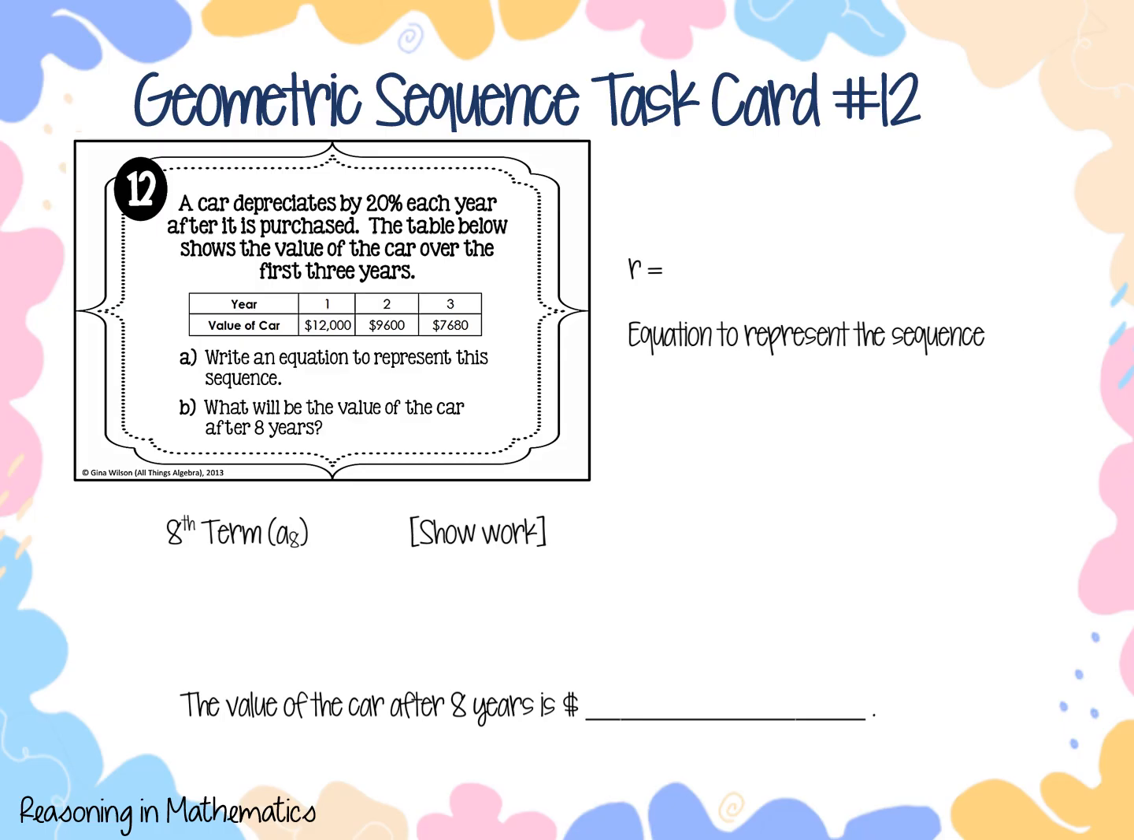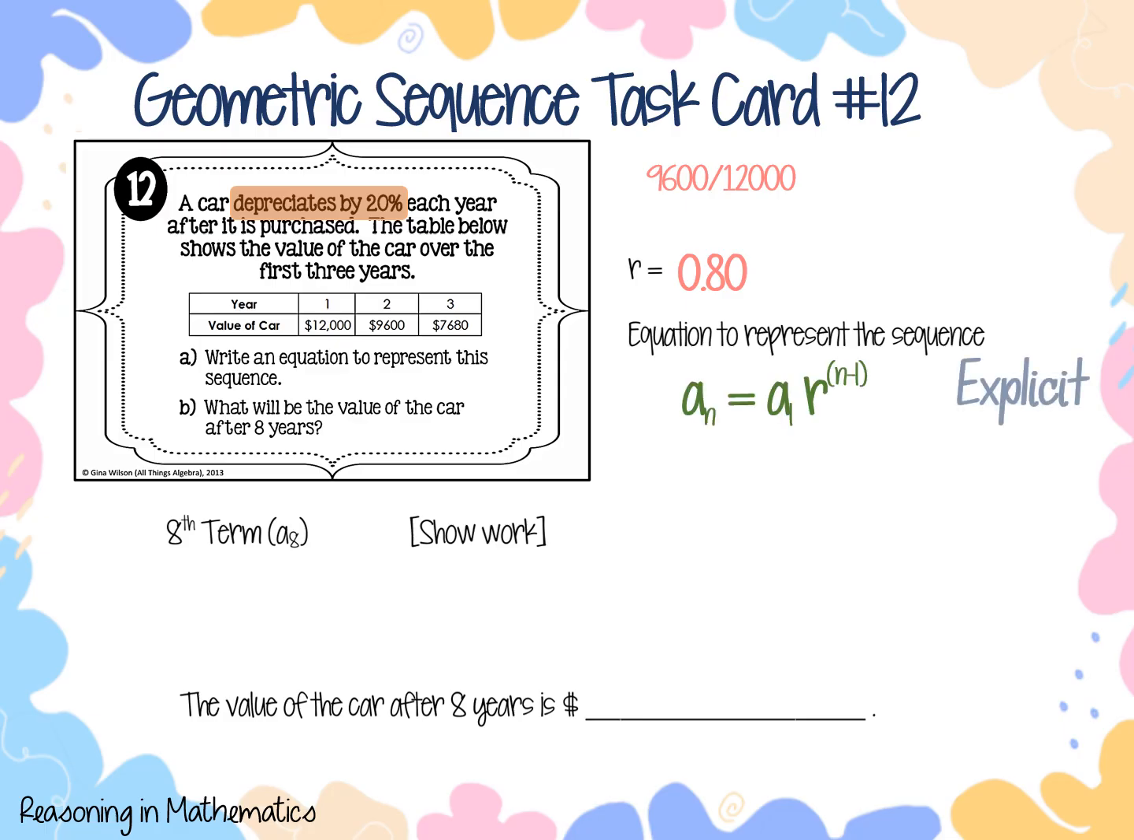Number 12, a car depreciates by 20% each year after it's purchased, which means it retains 80% of its value. The table below shows the value of the car over the first 3 years. Okay, so year 1 is $12,000. Year 2 is at $9,600. Year 3 is at $7,680. So for our common ratio, we need to divide the $9,600 by the $12,000, which is retaining the 80%. So that verifies depreciates by 20, retains 80%.